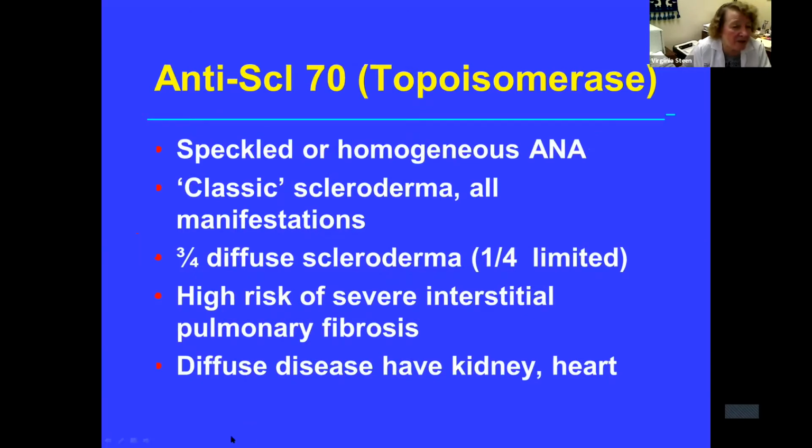The SCL70 or topoisomerase patient has a speckled ANA or a homogeneous ANA. Now, we often think of homogeneous ANAs as being associated with DNA or lupus, but in this circumstance, they're frequently about 30% homogeneous ANAs. And it's the classic scleroderma with really all the different types of manifestations, but only three-quarters of them will actually have diffuse cutaneous disease. A quarter of them will only have limited cutaneous disease.